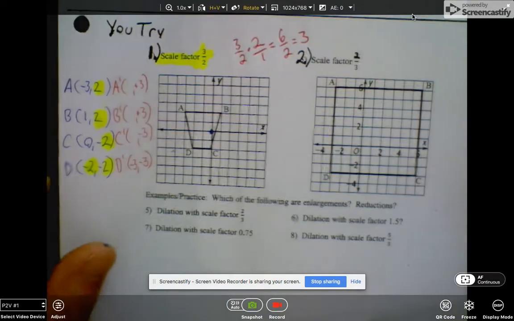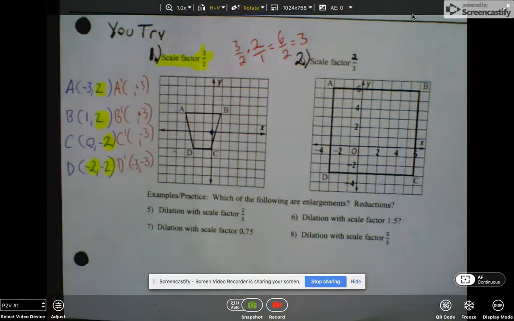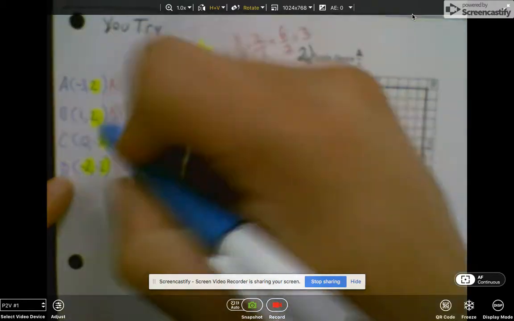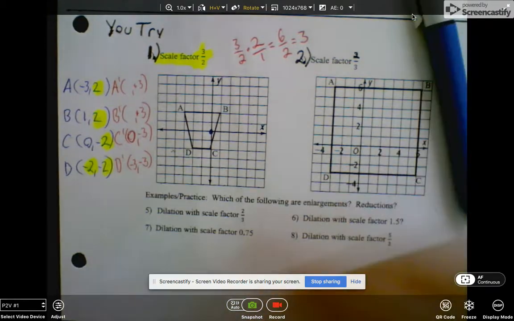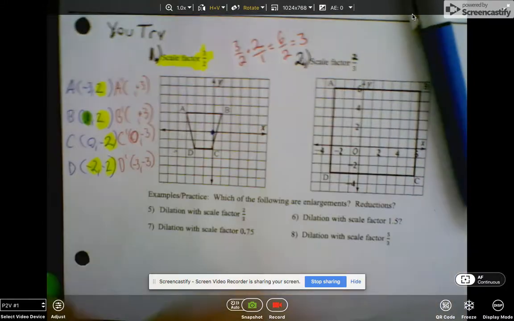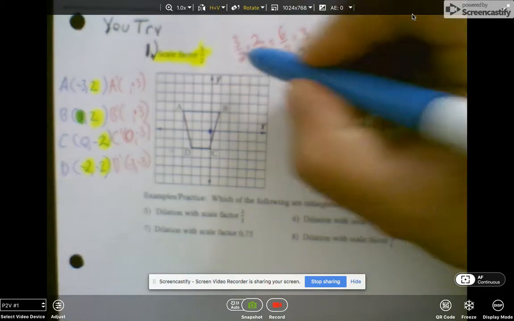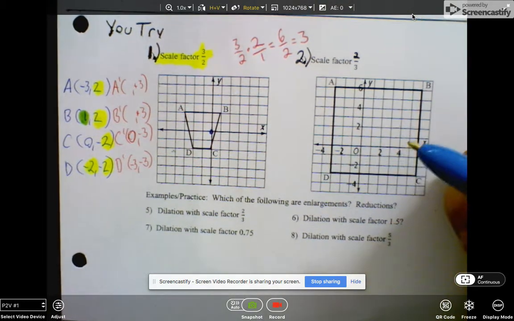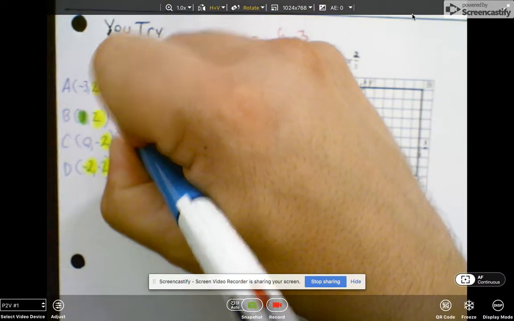So the next number that I'll multiply by, scale factor, well, I already know that 0 times anything is 0, so I'll fill that in. And then 3/2 times 1 is just 3/2. Does anyone know how to write 3/2 as a decimal? So how would you write 3/2 as a decimal, Keegan? 1.5. So we're going to write 1.5.